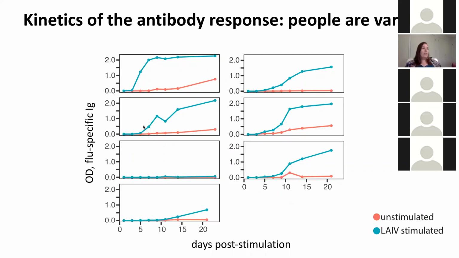You can see that some donors are a little bit slow to the party here. They respond a little bit later, but they still make a good response. We see the occasional donor that makes a quite weak or delayed response. And then we see the occasional donor that makes almost no response at all.